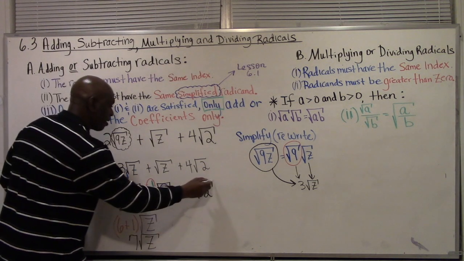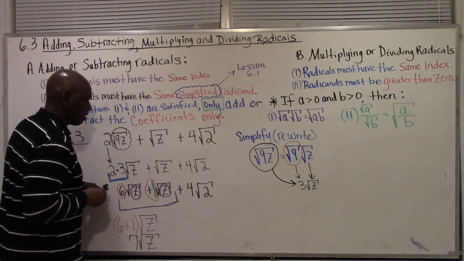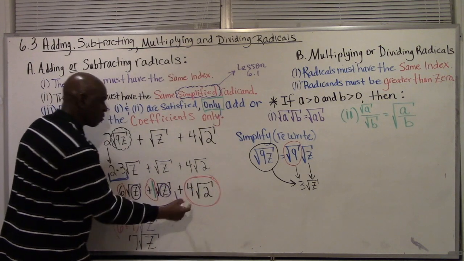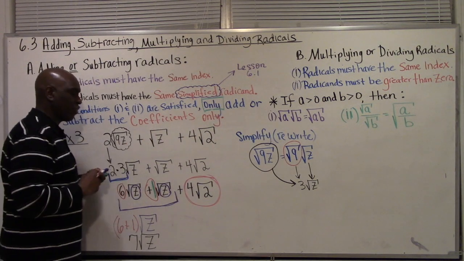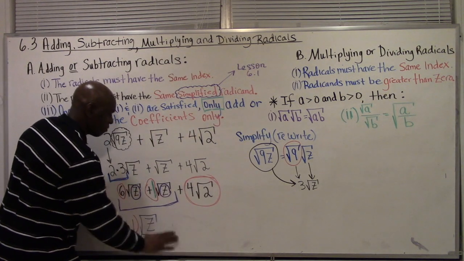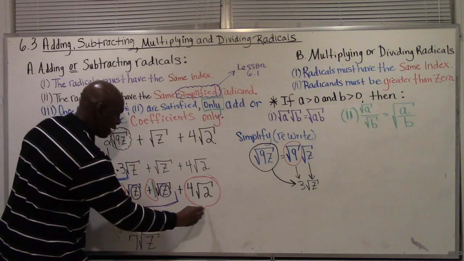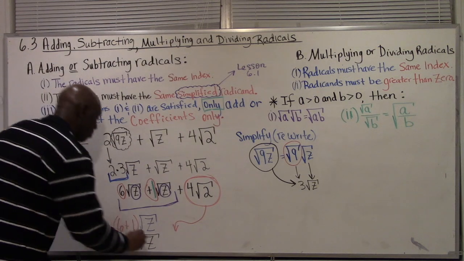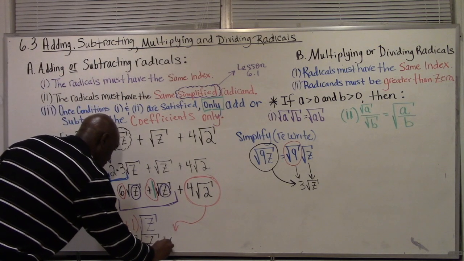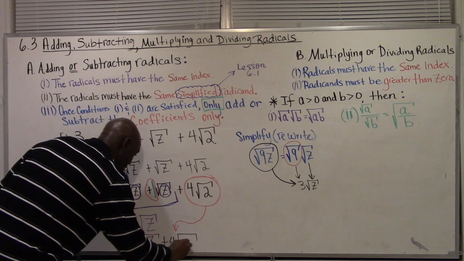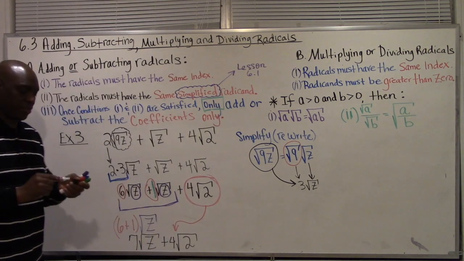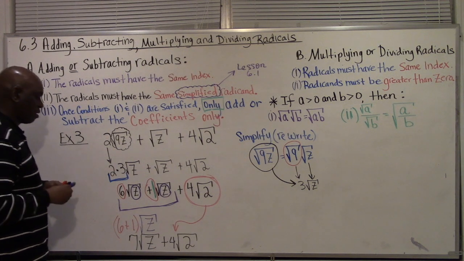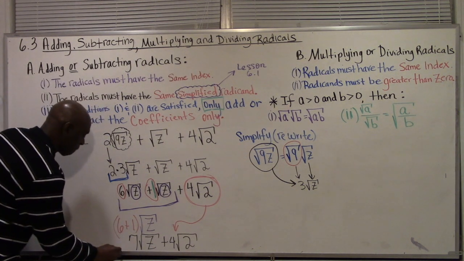And since this whole fella right here is different, it's not the same. The radicand is 2. Take that whole thing and bring it straight down right there. So that's going to be plus 4 square root 2. That's your answer. That's it. There you have it.